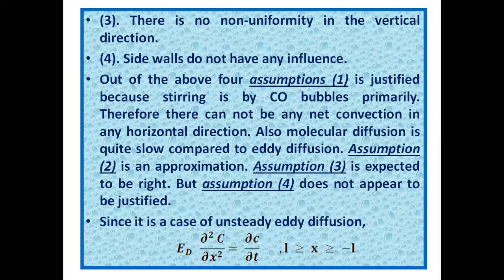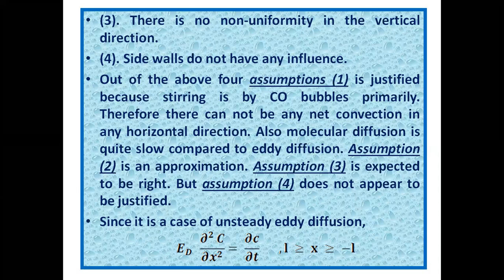Assumption 3, there is no non-uniformity in the vertical direction. And assumption 4, side walls do not have any influence. Out of these four assumptions, the first three have some significance, but for the fourth one, he said there is no influence. Out of the above four, assumption 1 is justified because stirring is by carbon bubbles. Carbon boiling is prominent in steel making processes. Therefore, there cannot be any net convection in any horizontal direction.